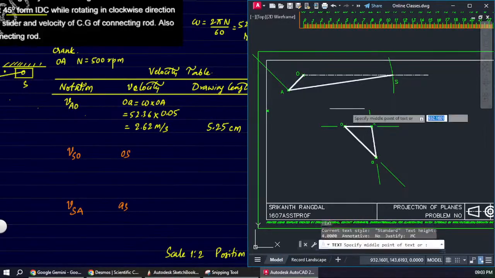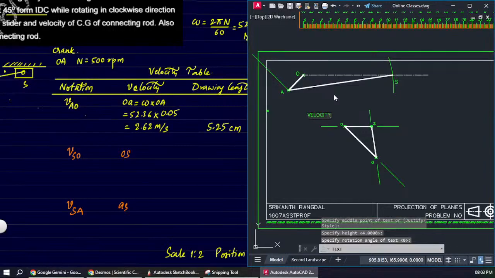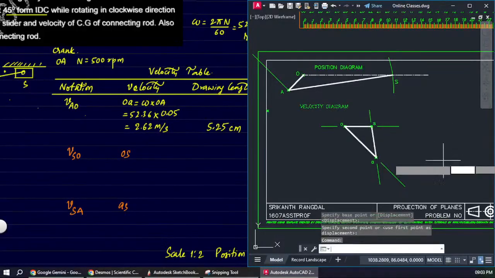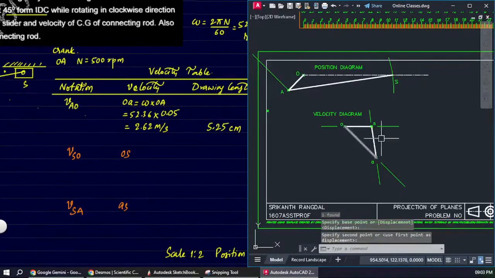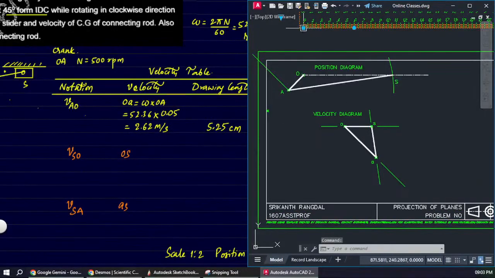Let's quickly write that. Velocity diagram, and this here is the position diagram. So position diagram, velocity diagram. Now by measuring this velocity diagram, we will be able to get the other two velocities. Let us first measure the length OS.